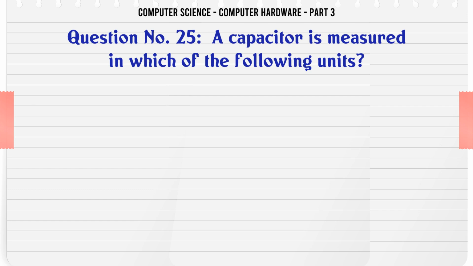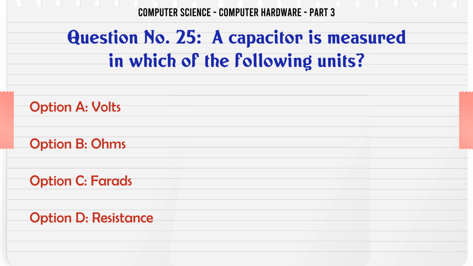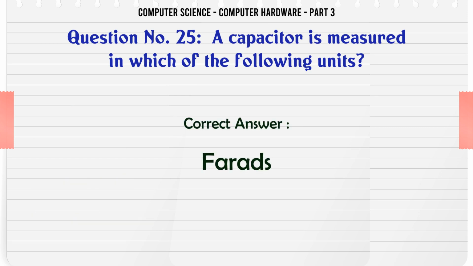A capacitor is measured in which of the following units? A. Volts. B. Ohms. C. Farads. D. Resistance. The correct answer is farads.